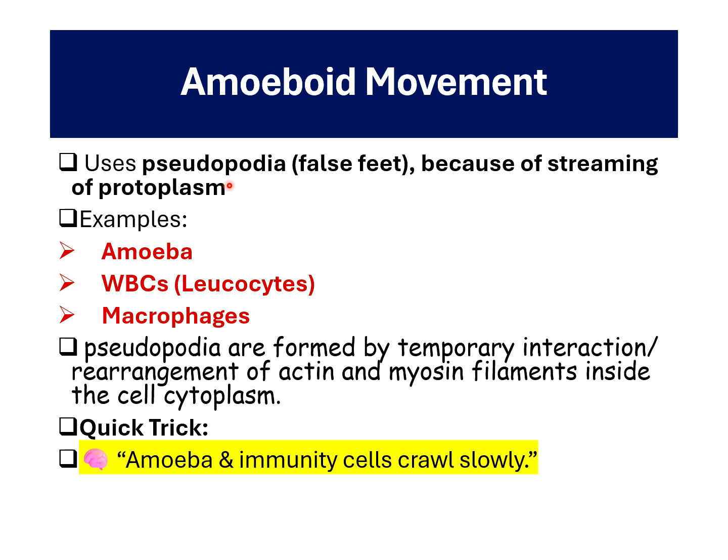The first type of movement is amoeboid movement. Amoeboid movement involves false feet, also known as pseudopodia. Now these pseudopodia are formed because of streaming of protoplasm. We can find amoeboid movement in case of amoeba, white blood cells, and macrophages. Now, this type of movement is due to the interaction between actin and myosin. In humans, the white blood cells and macrophages use the amoeboid movement to reach the infection site and kill the pathogens. Clear?